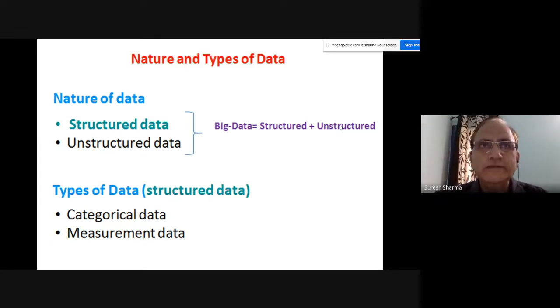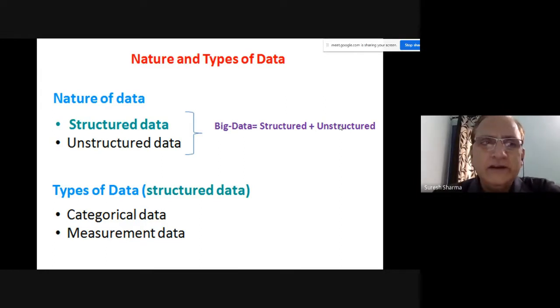I have already given you an example like gender. I can write male as 1, female as 2. So a simple category can be converted into numeric. Socioeconomic class: lower class as 1, middle class as 2, upper class as 3. This kind of data, where measurements are in terms of categories or 1, 2, 3 form, comes under what is called categorical data.